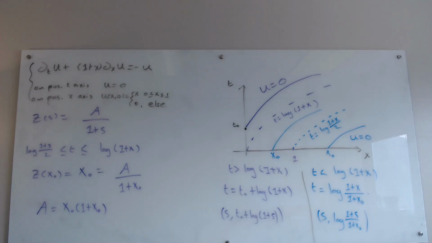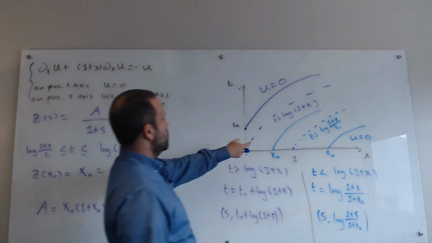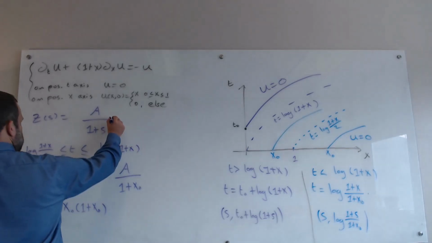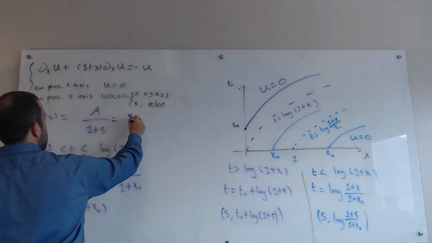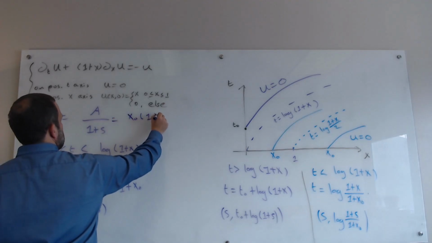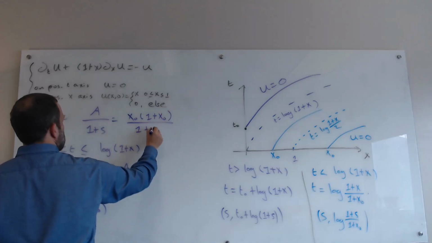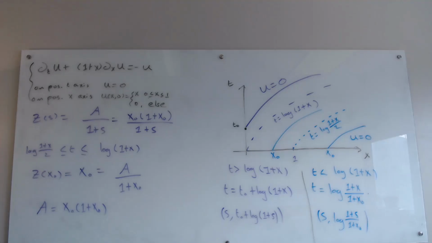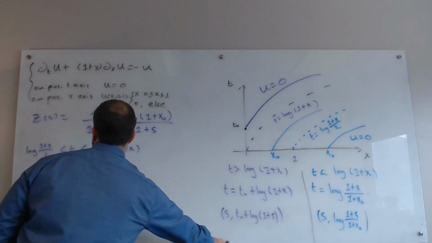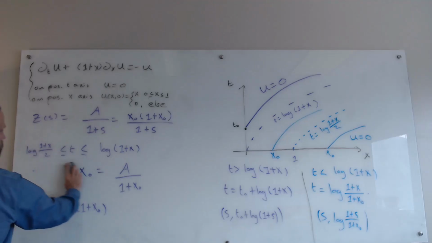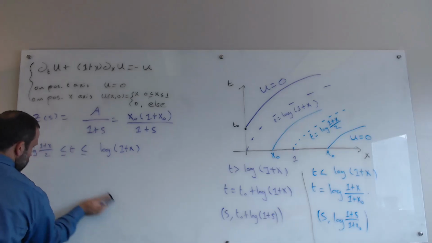Okay, so now what this says is for the points between these 2 points here, z of s is going to be equal to x naught times 1 plus x naught over 1 plus s. Okay, now we need to figure out what x naught and s are in terms of x and t. So let's do that now.